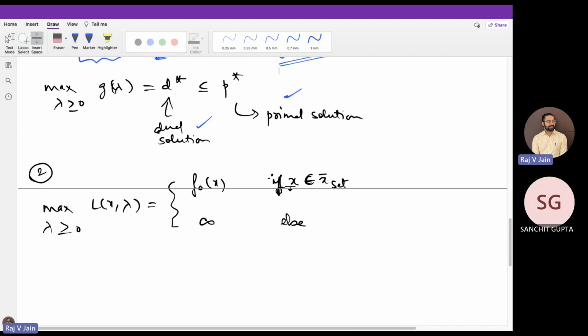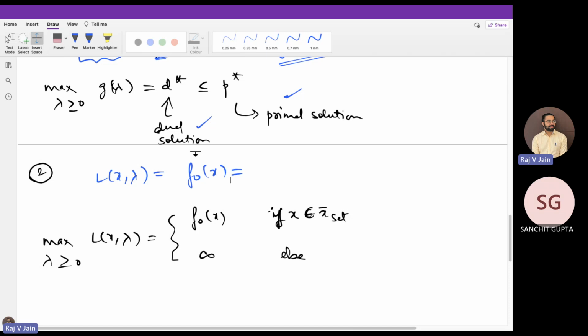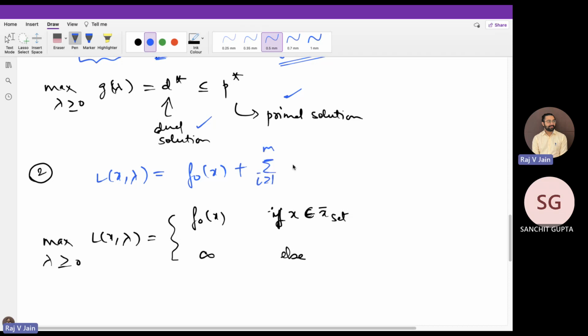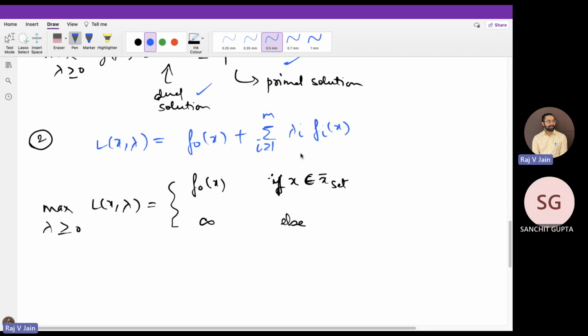Just as a reminder, the new problem was f naught of x plus lambda times something, that is, the sum from I equal to 1 to m of lambda I f I of x. So basically, the maximum is over lambda.